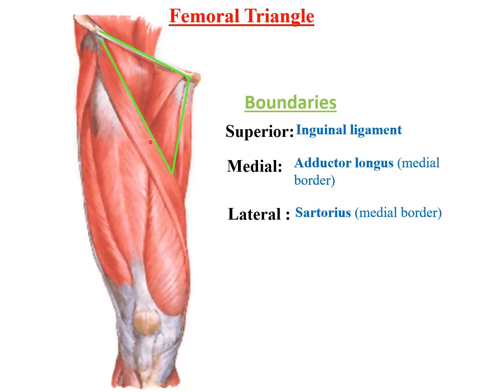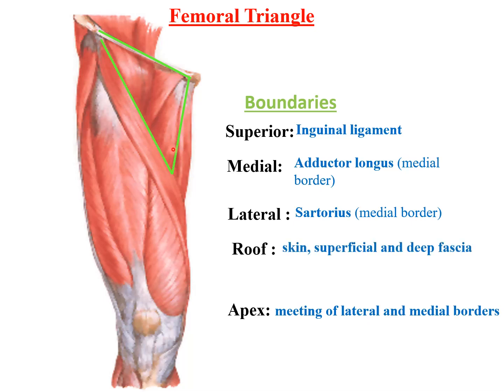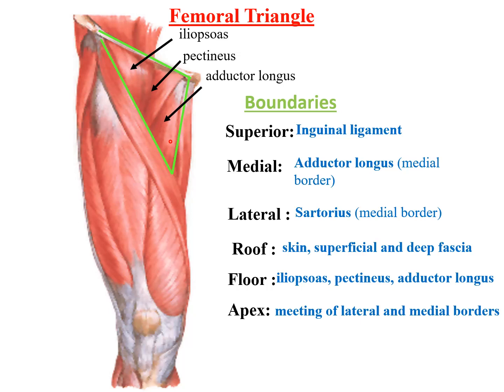As we take it from the medial border, we make the adductor longus a part of the floor. On the other side, the lateral boundary is the medial border of sartorius. Since we take the medial border, sartorius is excluded from the floor. The apex is the meeting of the medial and lateral boundaries. The roof is skin, superficial fascia and deep fascia, which is called fascia lata, as we said before.